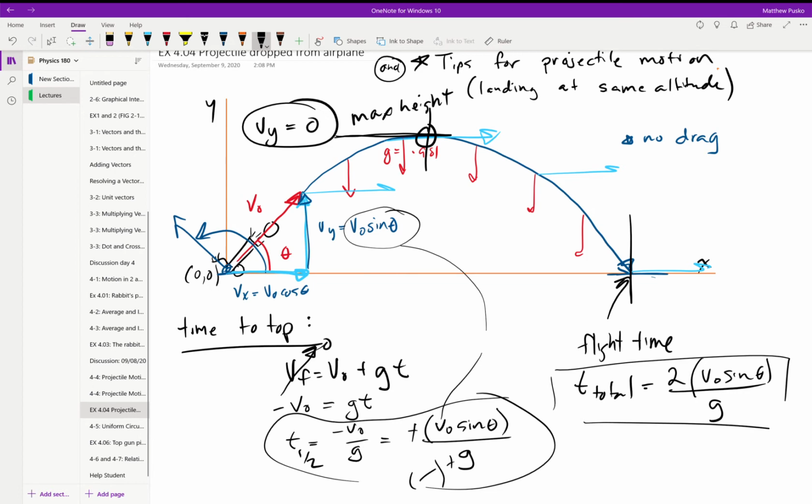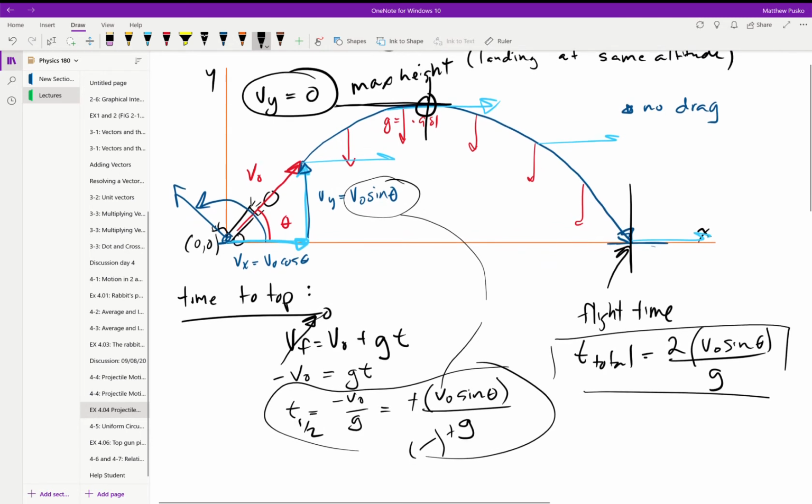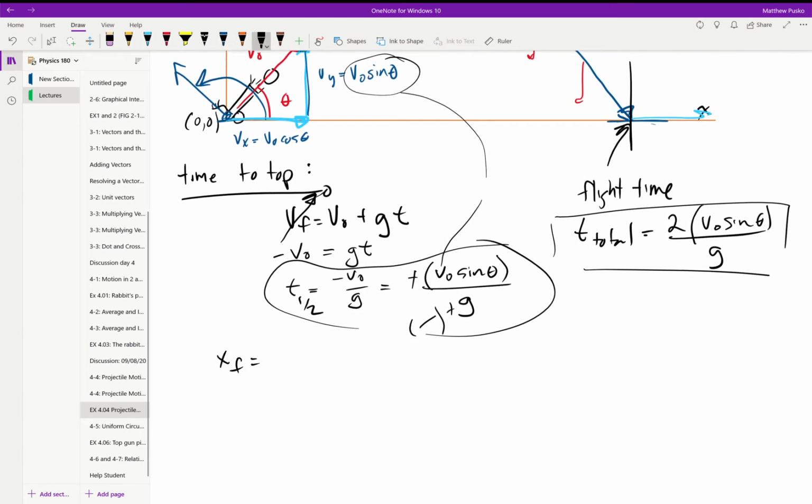And then another thing we could find, now that we know how long it took to get to the top, we could use y final is equal to y0 plus the velocity in the y direction times time plus 1/2 g t squared, and figure out what this is. The y0 goes to 0. We would have to put in V0 sine theta for the y component of the velocity, and we would plug in the time that we just found, and we know what g is.